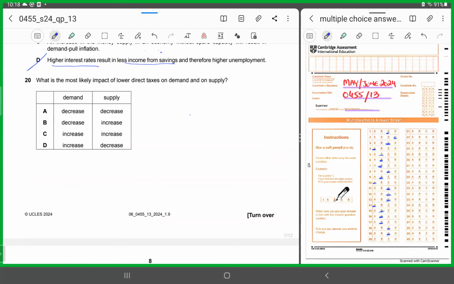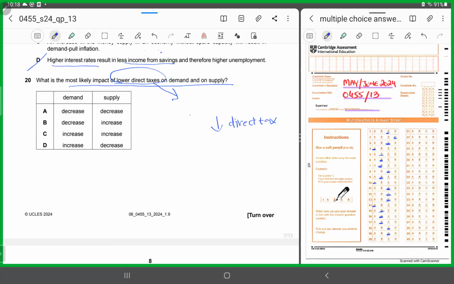MCQ number 20 says, what is the most likely impact of lower direct taxes on demand and on supply? So now first tell me, what do we mean by direct taxes? Direct taxes are taxes on income and taxes on profit. So we are talking about income taxes and we are talking about what? Corporate taxes, right? Firms, corporation taxes. Now they're saying what would be the impact of lower direct taxes? Means what? You are reducing direct taxes. So you are reducing income tax, you are reducing direct tax. So now they are saying what would be the impact on demand and on supply.